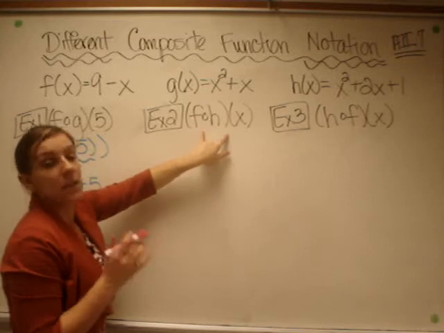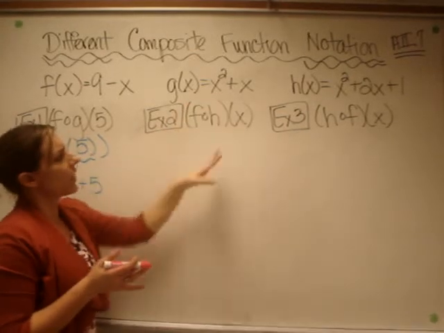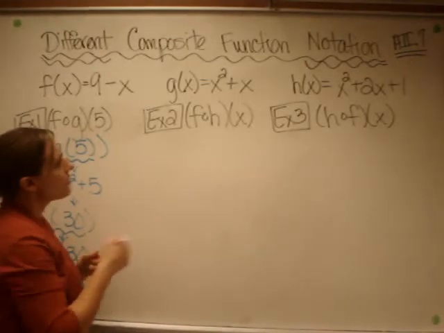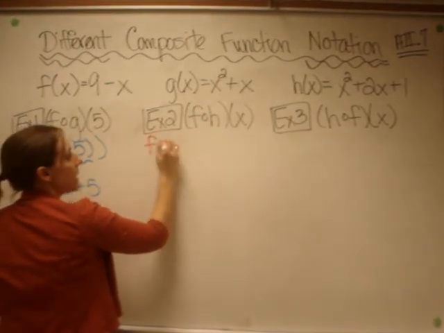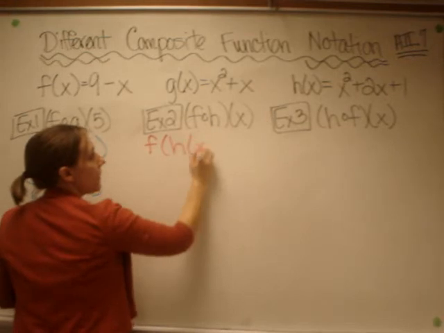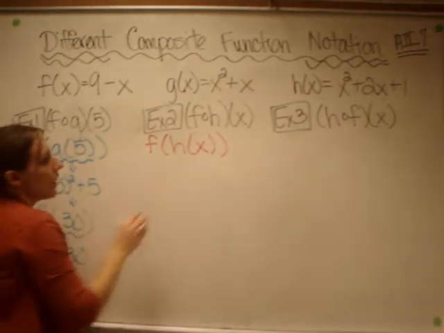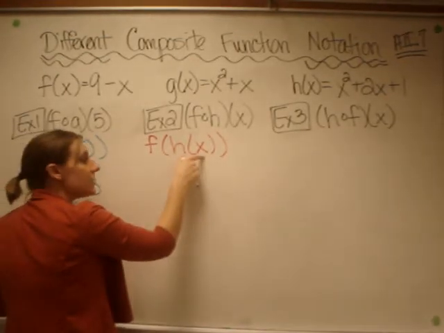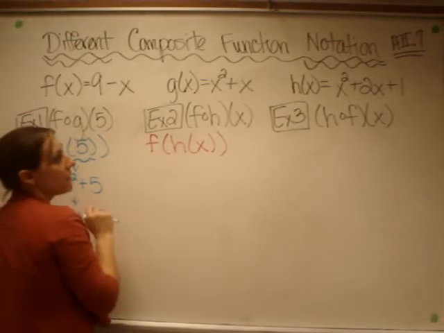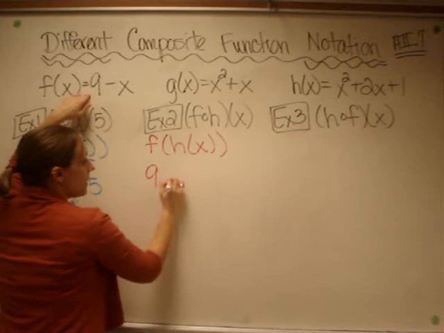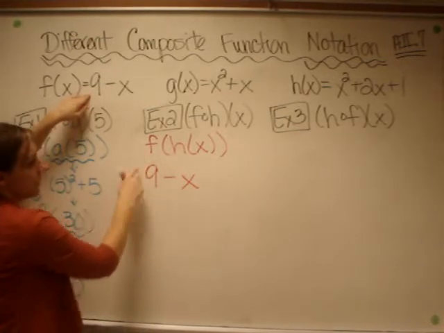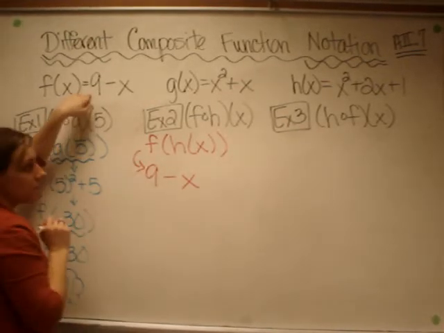And it's going to change up a little bit because we have some x squareds going on. So we just want to be careful. So if this looks funny to you, that just means f of h of x. All right, so that means we're going to put h of x inside the f function. So the f function is 9 minus x. That's what that function is.